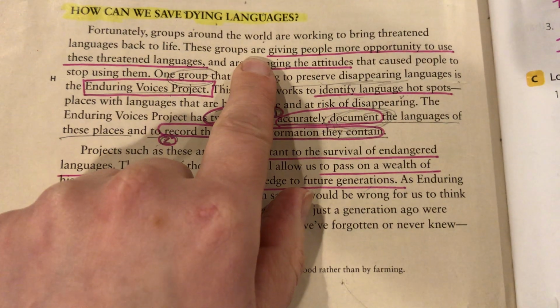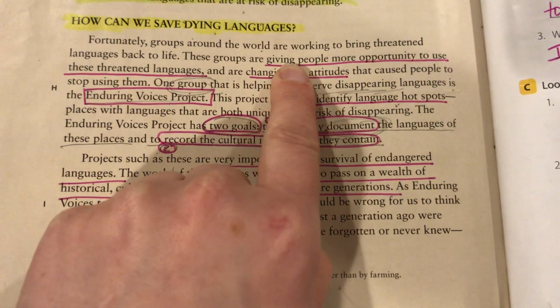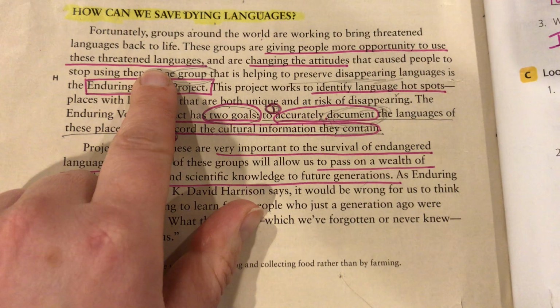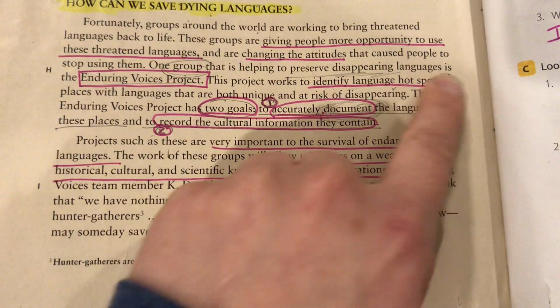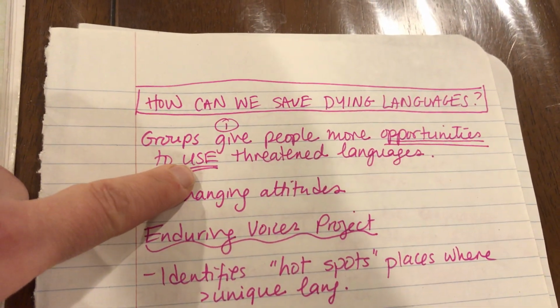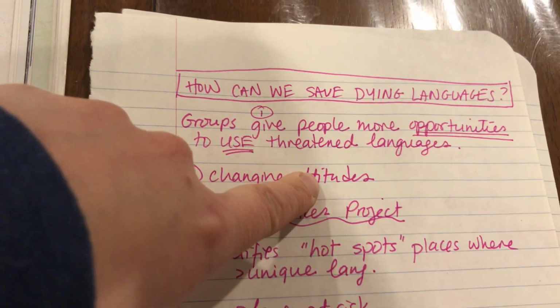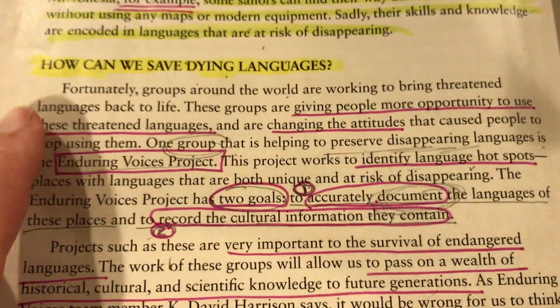These groups are, and here we have two different approaches mentioned. Number one, giving people more opportunity to use the threatened languages. Number two, and are changing the attitudes that caused people to stop using them. So I wrote those two things in my notes over here. So right up here, groups give people more opportunities to use threatened languages, and I put number one. And number two, they are changing people's attitudes. So those are my notes. And that is the main idea there.